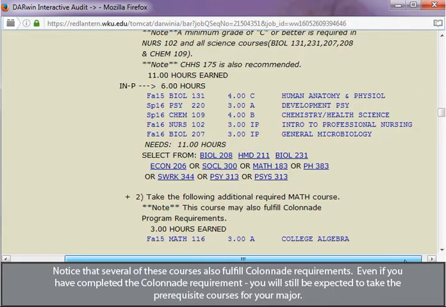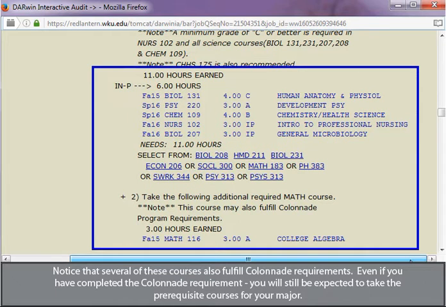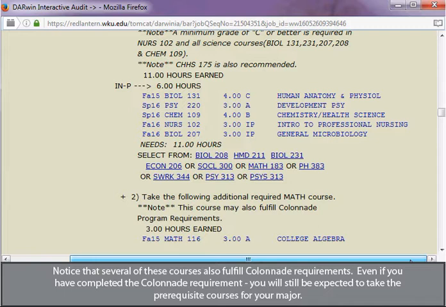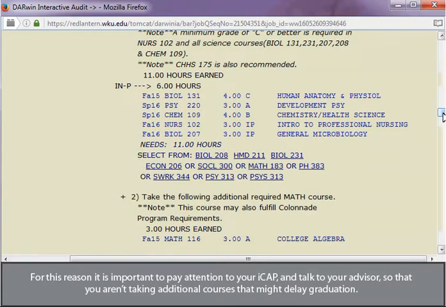Notice that several of these courses also fulfill Colonnade requirements. Even if you have completed the Colonnade requirement, you will still be expected to take the prerequisite courses for your major. For this reason, it is important to pay attention to your iCAP and talk to your advisor so that you aren't taking additional courses that might delay graduation.